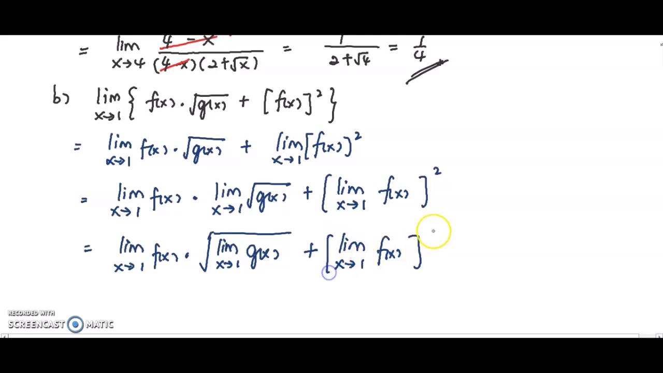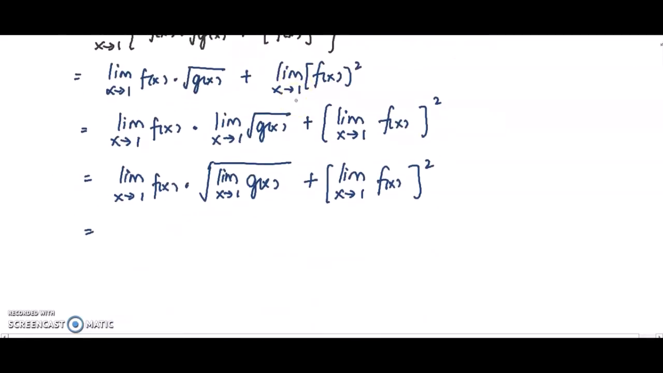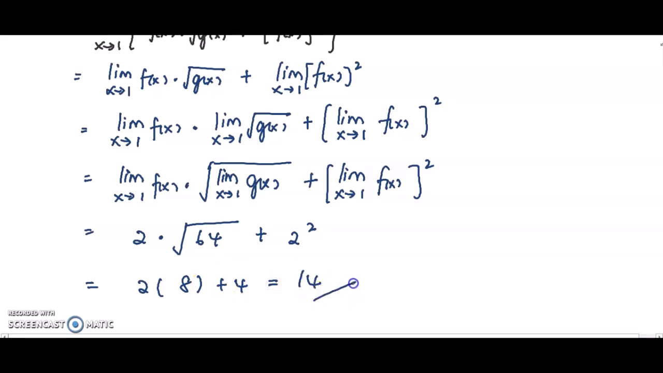Okay, so everything is ready to substitute the value, because given that the limit of f(x) is equal to 2 and the limit of g(x) is equal to 64. Now I will put in the 2 as the limit of f(x), multiply by the square root of g(x), which is given as 64. Just put in the 64. And this is given as a 2. And don't forget we have a 2 squared. After that, just simplify it. We have the answer 14.